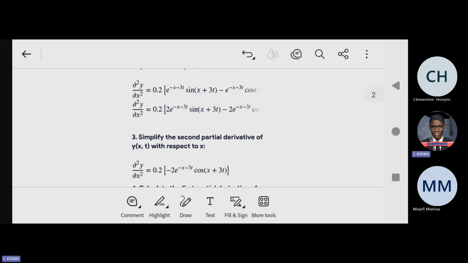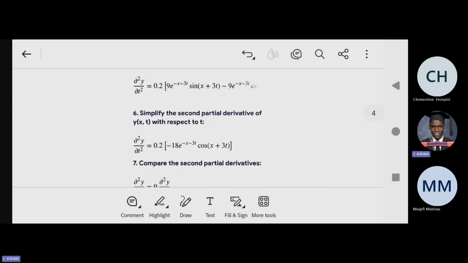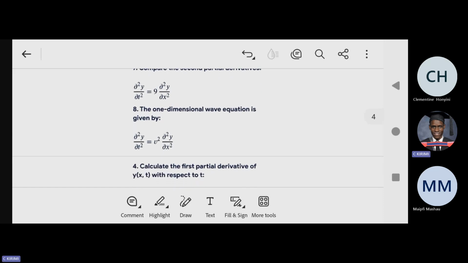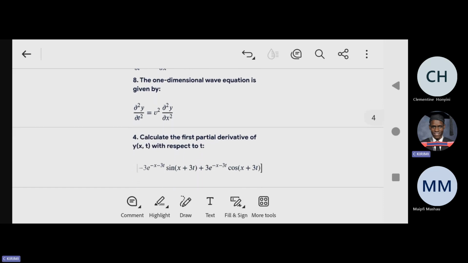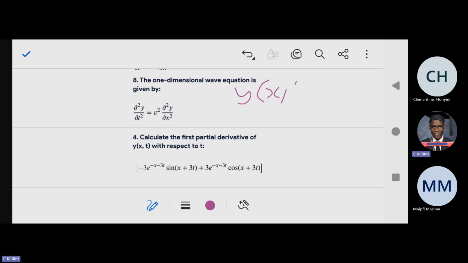So when you are verifying this one-dimensional wave, this is what we want to verify here. Can you see? The second partial derivative with respect to time must be in this format. Remember, we said our function y is in the form of x and what? And t. So now you can say dy dt, but dy dt is only for one variable. You get what I'm saying?